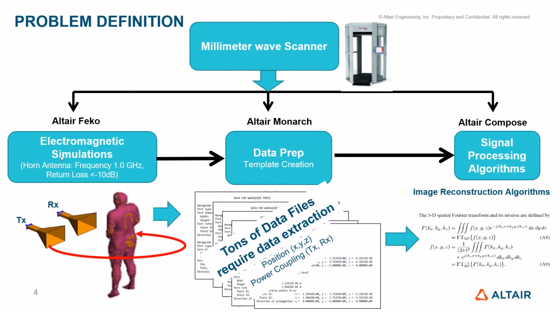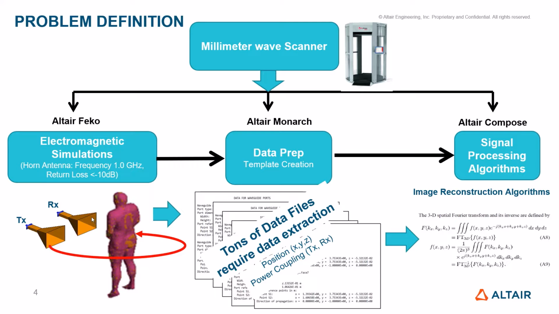In the problem definition, you can see I have the millimeter wave scanner and then Altair Feko, Altair Monarch and Altair Compose. These are the three different tools that I used in setting up the problem. In Altair Feko, we can perform the simulations using a horn antenna of 1 gigahertz, which has a return loss of less than minus 10 dB. You can see a transmitter antenna and receiver antenna, which are transmitting the power and receiving the power.